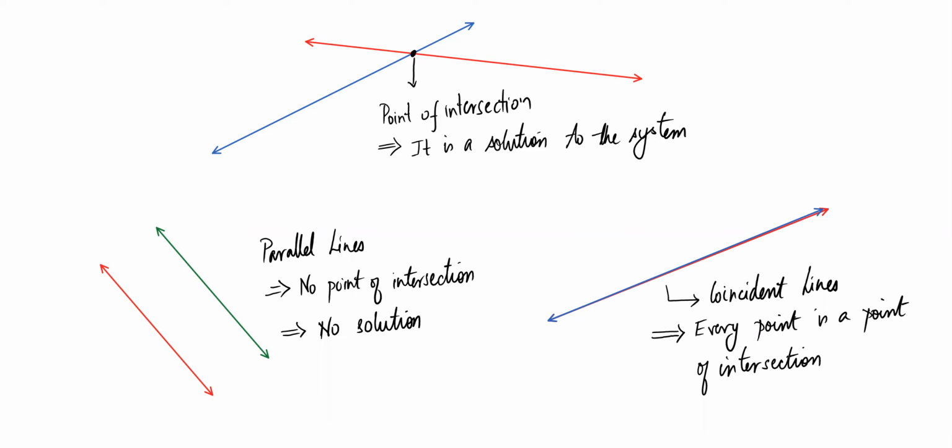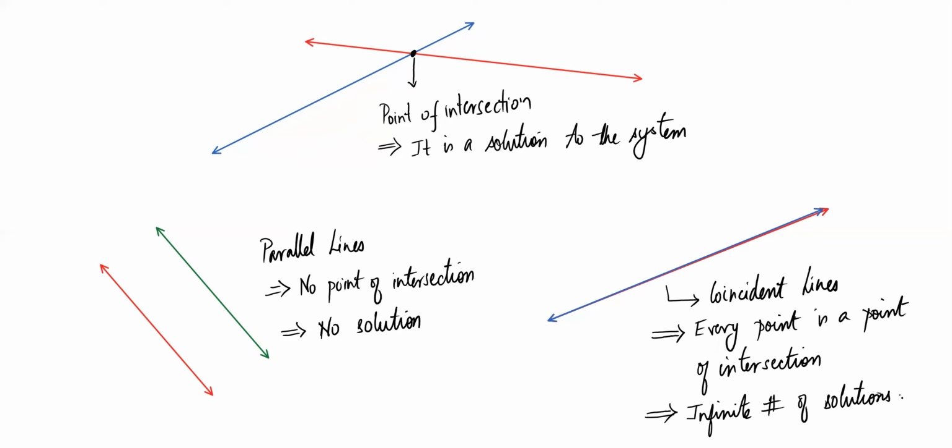Countless. Because every point, a line is made up of infinite number of points. And if we say every point, it means there are infinite number of solutions. You really can't count them. You simply have to throw up your hands and say, hey, everything is a solution. All real numbers are solutions. So there is really no way to segregate them.